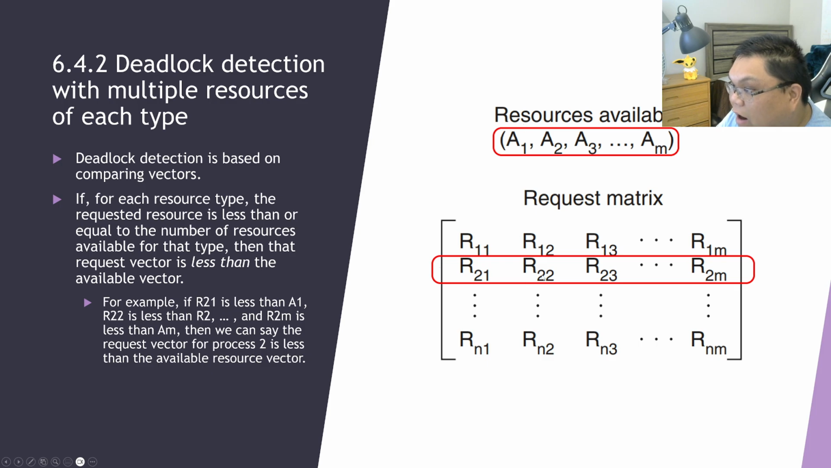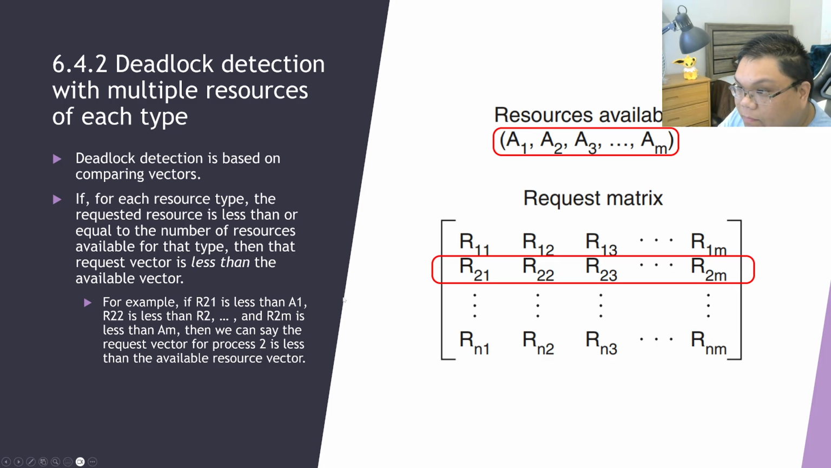If R21 is less than A1, and R22 is less than A2, and R23 is less than A3, and we keep going and so on and so forth, such that R2M is less than AM. If every value in this request vector is less than or equal to the corresponding values in the resources available vector, then we can say that this request vector is less than the available resources vector. If that is the case, then that request, the whole entirety of it, can be fulfilled using the resources available.